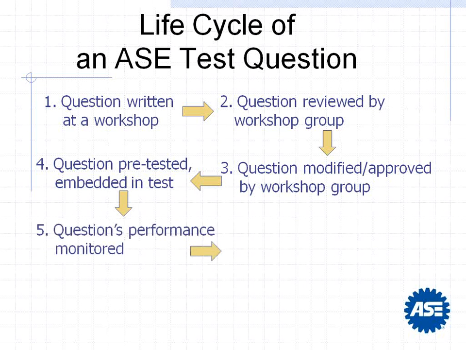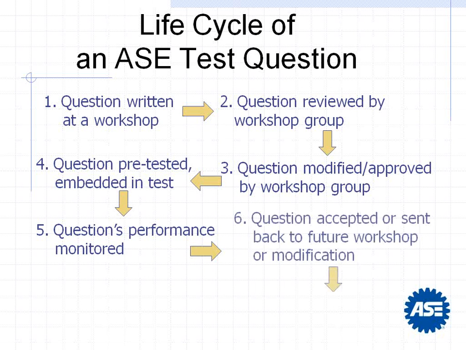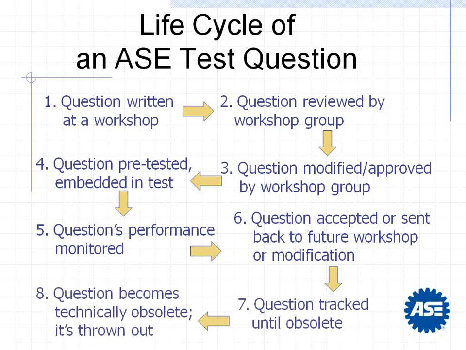Based on how a question performs in a pretest, it will become an actual test question or be sent back to a future workshop where it will be either modified and pretested again or thrown out. Even after the question passes the rigors of pretesting, it continues to be monitored. Every question is statistically tracked for proper performance. And we continue tracking the questions until at some point they're going to become obsolete. And at that point, when that question is technically obsolete, it's thrown out, discarded, and won't appear on an ASE test again.